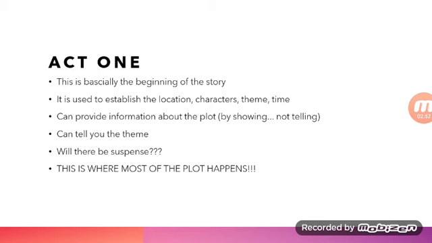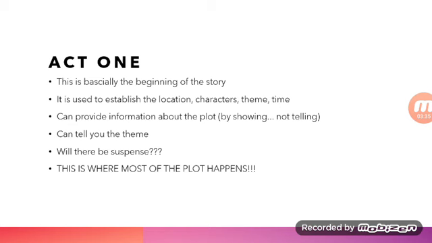It's the most important bit of the story because you do need to provide as much information as possible about the plot by not telling, but you have to show the story. If you're telling what's going on, then you might give away the story, and that might not be as interesting as showing the story. So it can tell you the theme, like relationships or death or grief or whatever. And will there be suspense? So will there be tension or will there be drama and stuff?